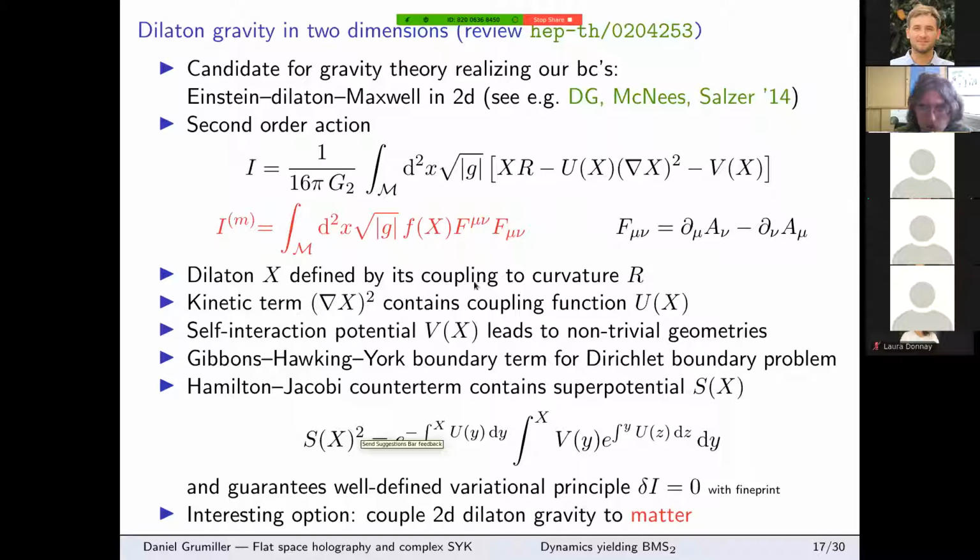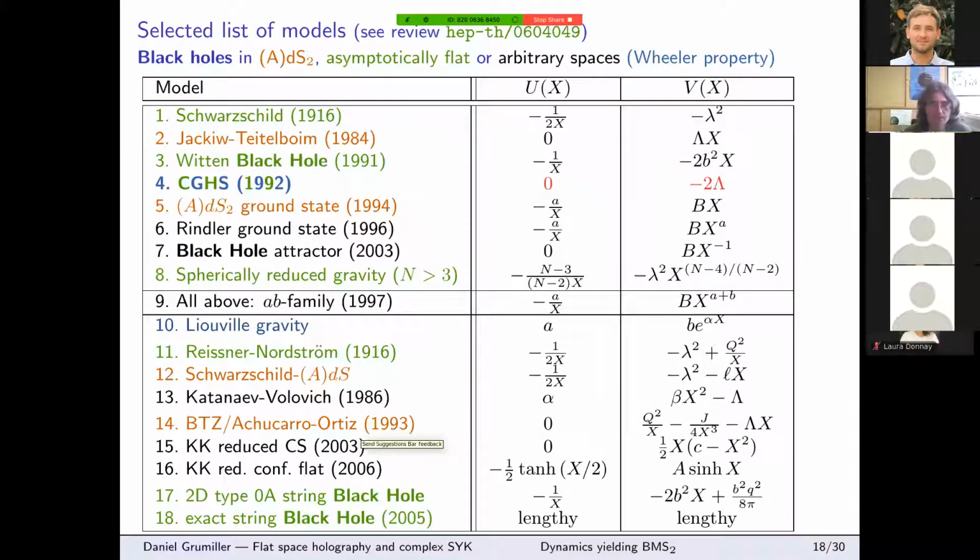Clearly that's too much, so let's just have a brief look at a selected list of models. I'm not going through the whole list. I just want to point out that some of the models lead to black hole solutions in anti-de Sitter space or de Sitter space, like the famous Jackiw-Teitelboim model, which is one of the simplest models of 2-dimensional dilaton gravity. There's no kinetic term, and the potential term is just linear in the dilaton. But there are also models that lead to asymptotically flat, or even some arbitrary asymptotically behaved spacetimes.